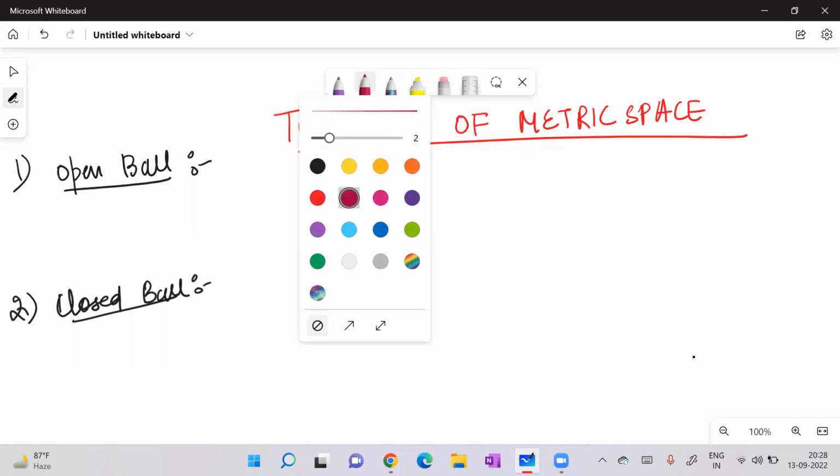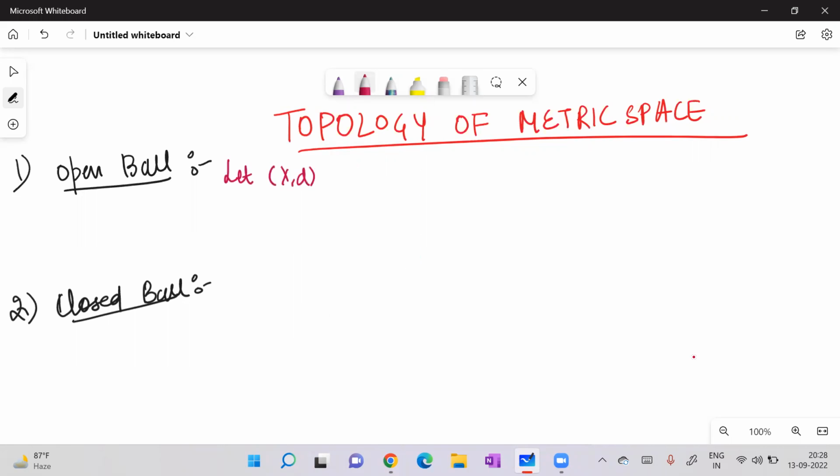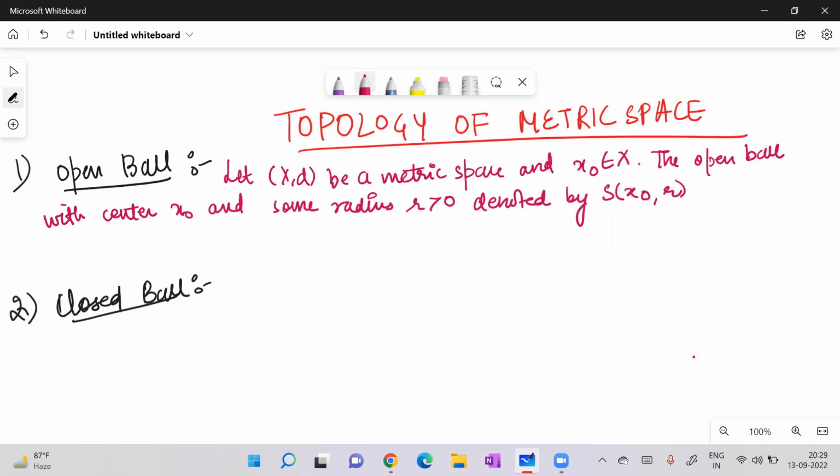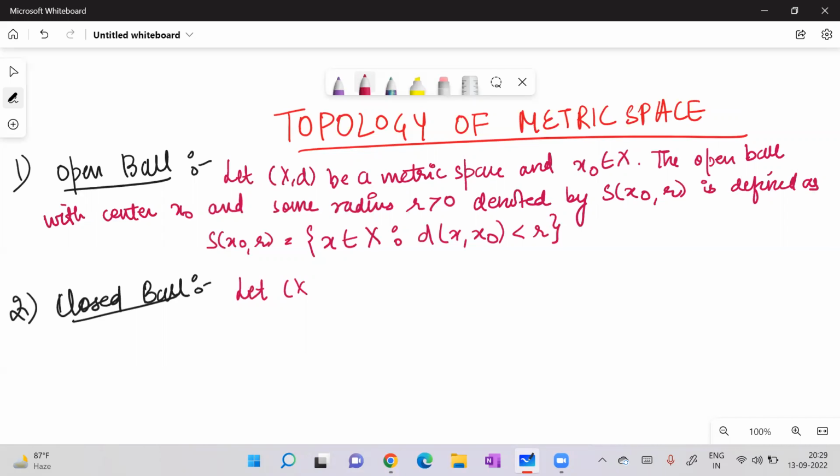Open ball. Let (X, d) be a metric space and x0 belongs to X. The open ball with center x0 and some radius r greater than 0, denoted by S(x0, r), is defined as: S(x0, r) is the set of all x belonging to X such that the distance between x and x0 is strictly less than r.